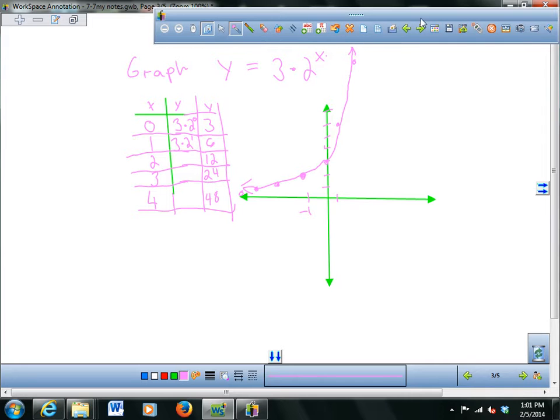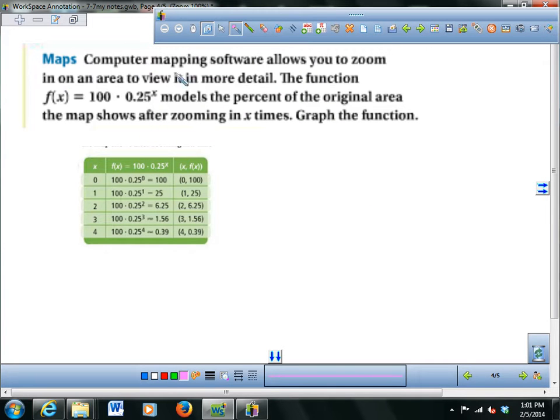Okay. So then here's something else that you're going to see, and it's just a table. It says computer mapping software is just an application. And in an area to view it in more detail, the function 100 times 0.25 to the x models the percent of the original area. The map shows that presuming graph the function. So I'm just going to show you that sometimes exponential functions, instead of going uphill, they go downhill.